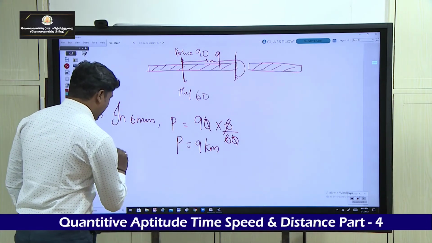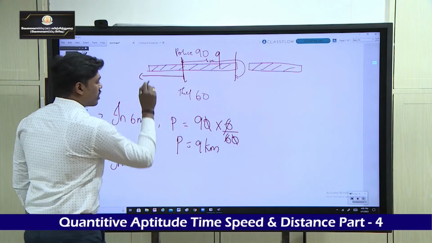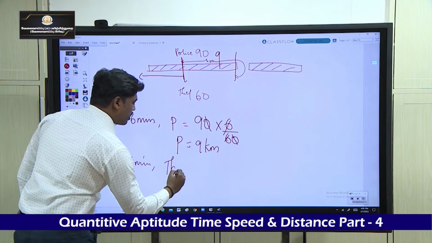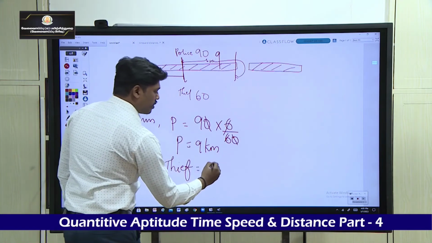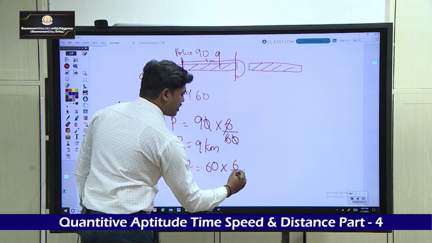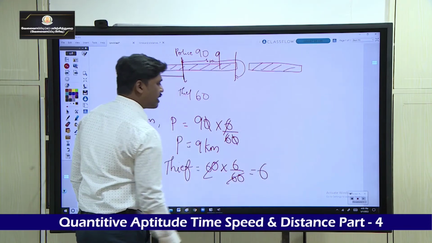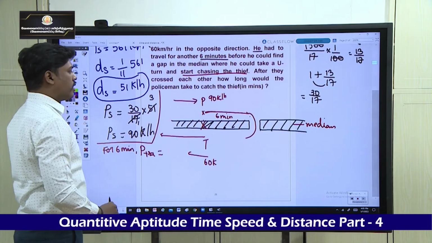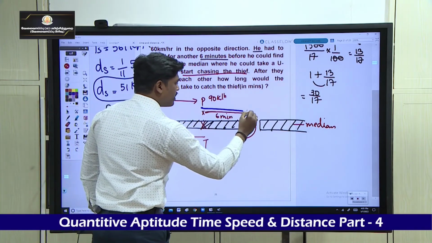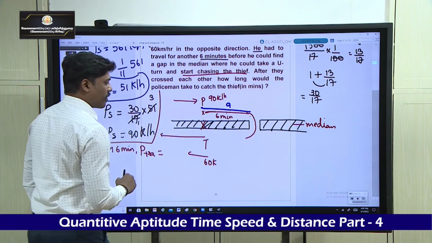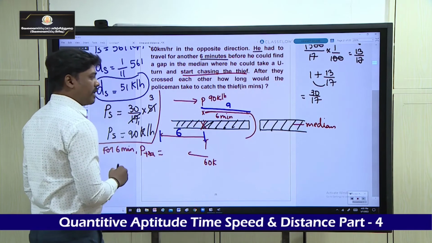So in that same 6 minutes, what about the thief? How much distance would he have travelled? His speed is 60, so 60 into 6 minutes converting to hours. So he would have travelled 6 km, which means from this point to here, which is 9 km. So in the same time, thief would have travelled 6 km.